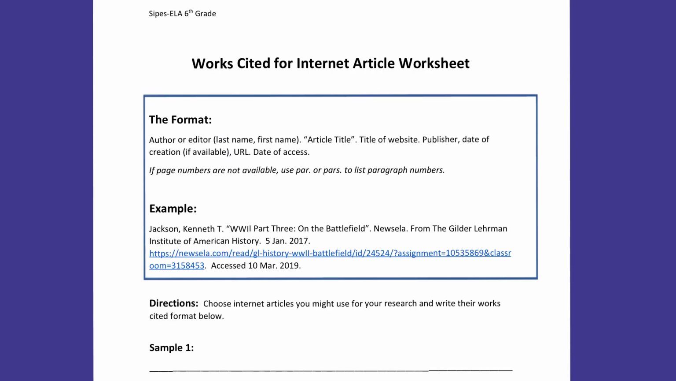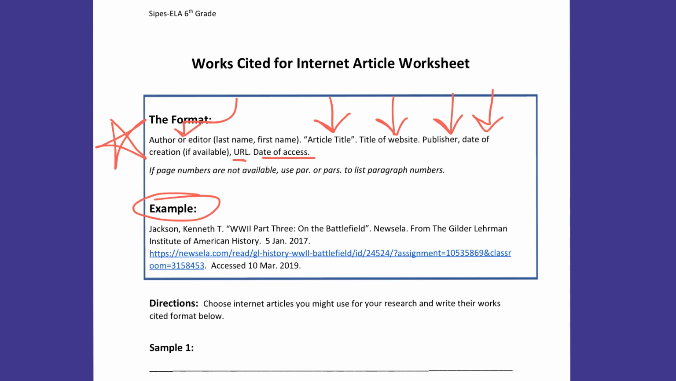So here's the back page of that same worksheet that we were working on. It gives you the format for citing your internet articles. As you can see, you begin with that author's name. Recall that it's last name, comma, then the first name, the title of your article, the title of the website, the publisher, the date of creation of that particular article, the URL, which is the link, and then date of access. So if you look down at the example right here, they have the author listed as Kenneth Jackson.